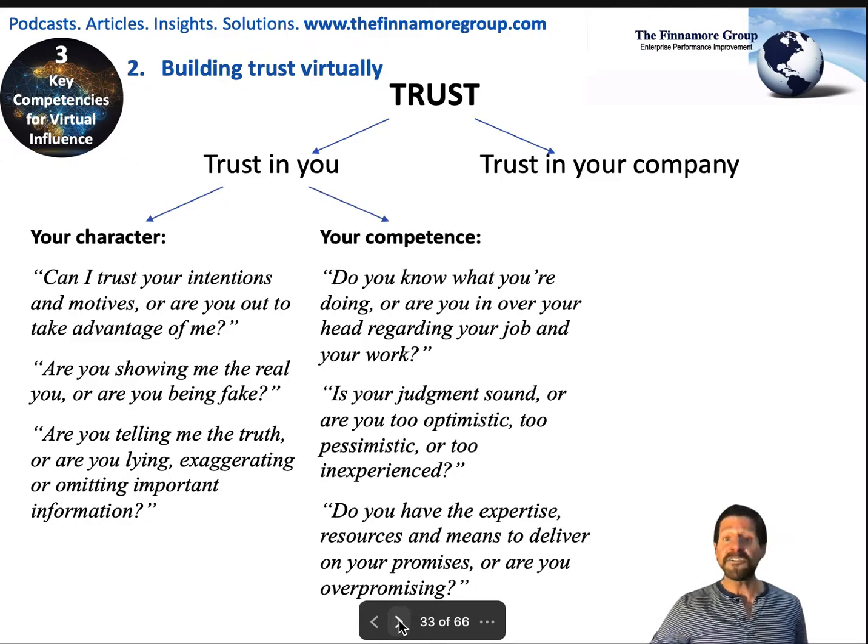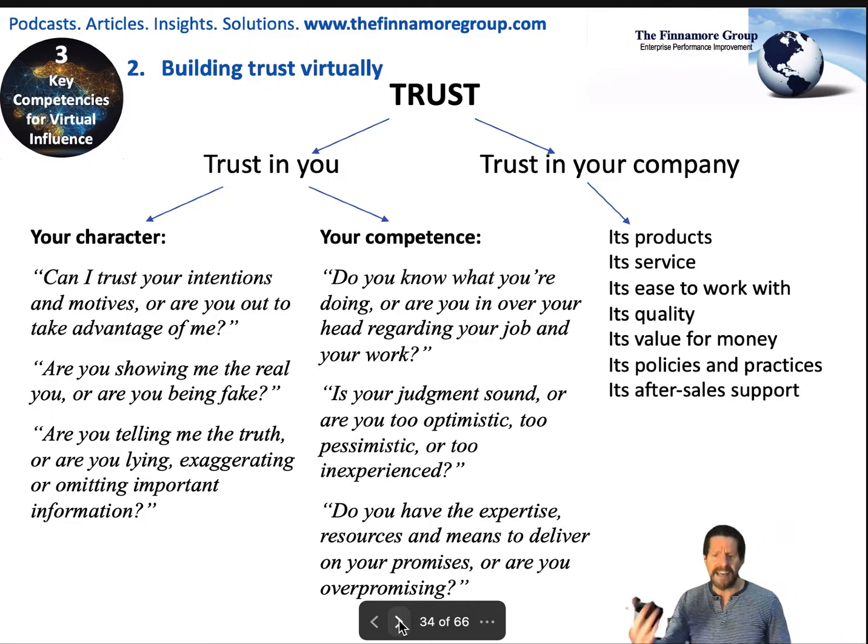Now, you could trust someone's character, but still not trust their competence. Isn't that true? I know you're a good person, but you suck at your job, right? So now comes trust in your competence. That's something else we have to cultivate. Do you know what you're doing, or are you in over your head regarding your job and your work? Is your judgment sound, or are you too optimistic, too pessimistic, too inexperienced? Do you have the expertise and resources and means to deliver, or are you overpromising? You can trust someone's competence, but not their character. And you can trust someone's character, but not their competence. True? Then we have trust in your company, of course, your product, services, your value, and so on and so on. So, trust, there's a lot going on there. There are three pillars at least, right?